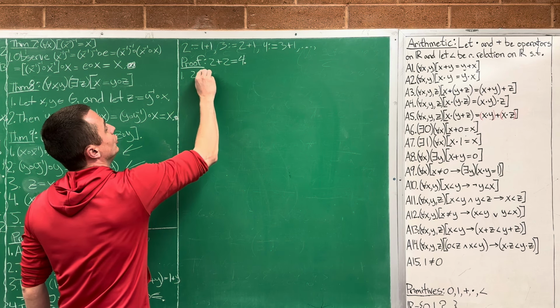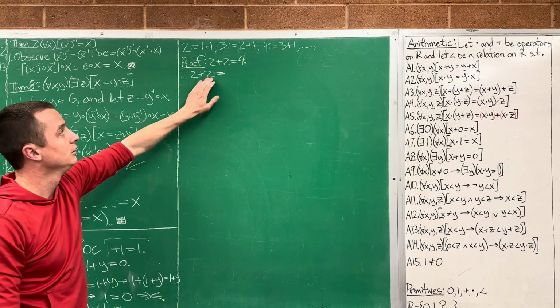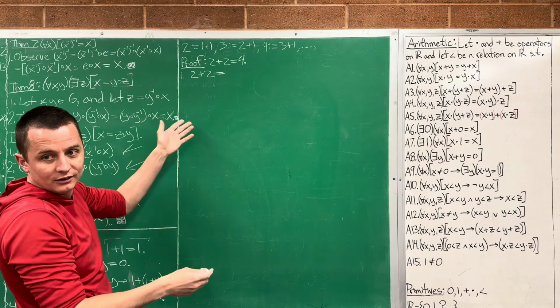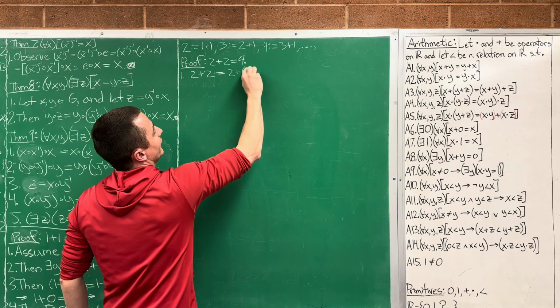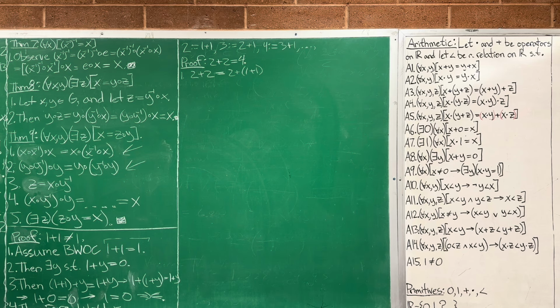Well, what is 2 plus 2 equal to? What is 2 by definition? 1 plus 1. So I can replace one of those 2's with the 1 plus 1. I'll replace the right one. Or both of them, but we don't want that. So now I've got it is equal to 2 plus 1 plus 1.